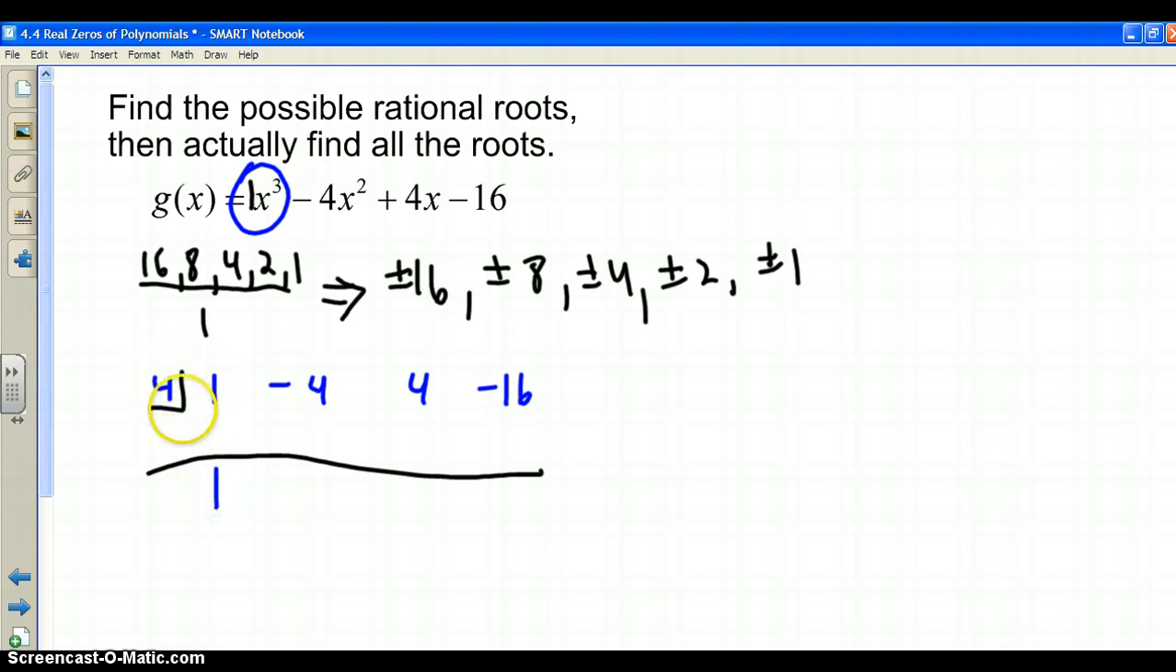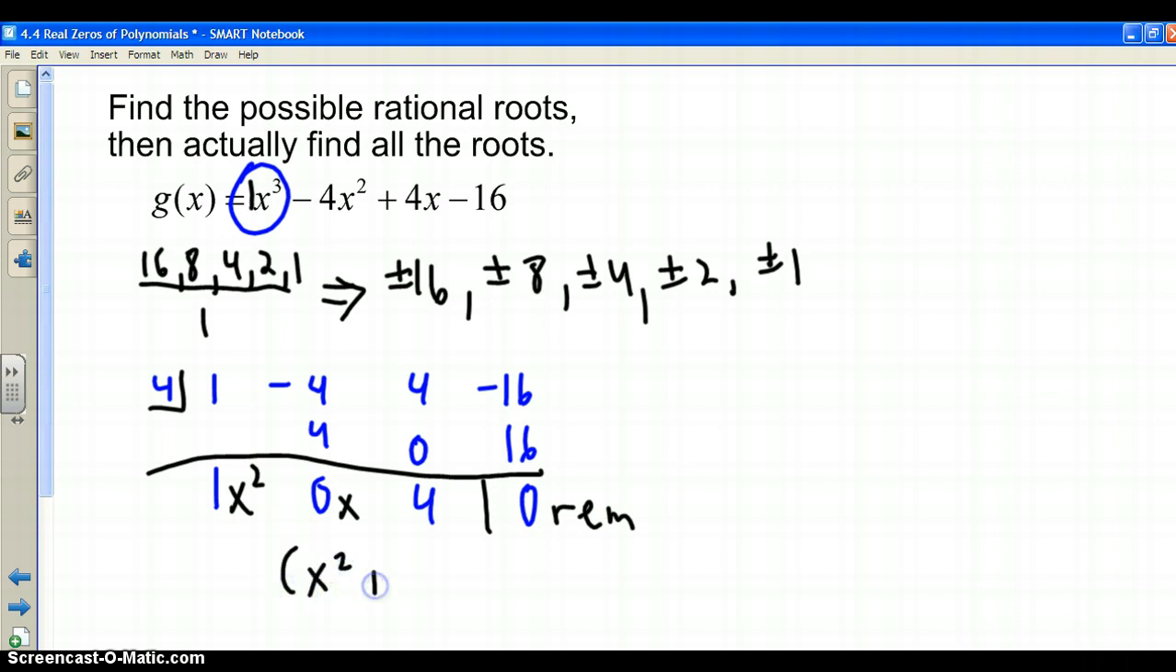So I bring down the 1. 4 times 1 is 4. Add to get 0, 0 times 4 is 0. Add to get 4. 4 times 4 is 16. And there's no surprise that this remainder ended up being 0. I expected that. And now I can put this as a constant, this is an x term, this is an x squared term. My factor, when I write it out, would be x squared plus 4.